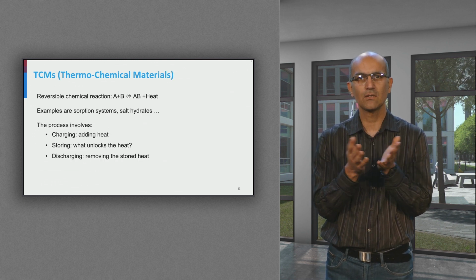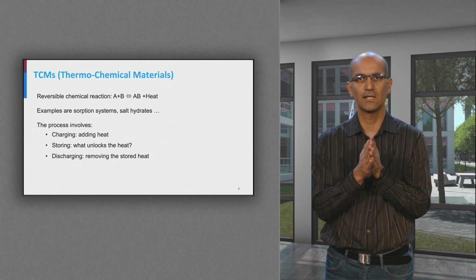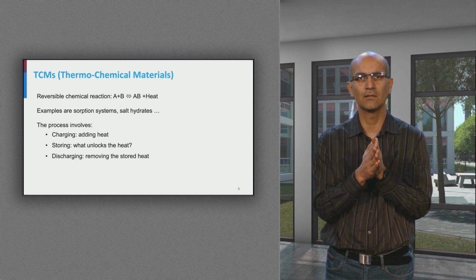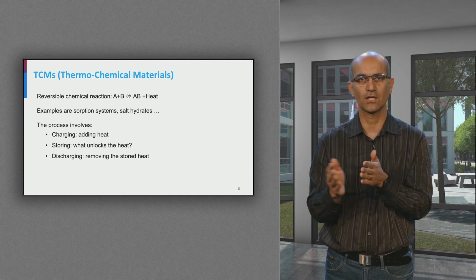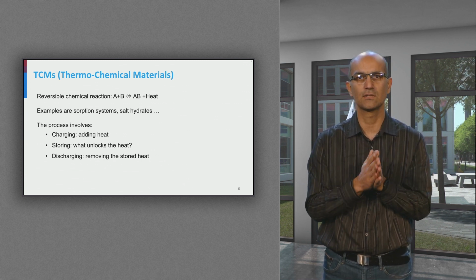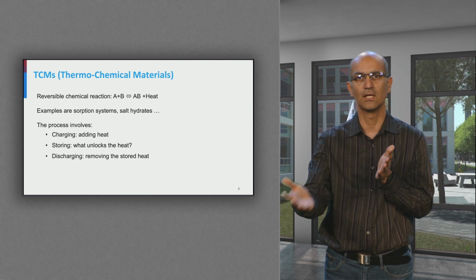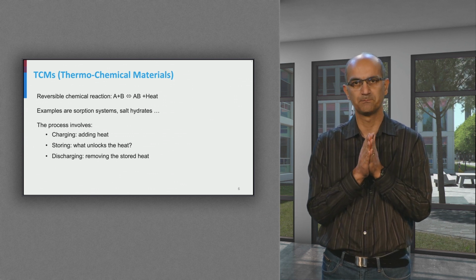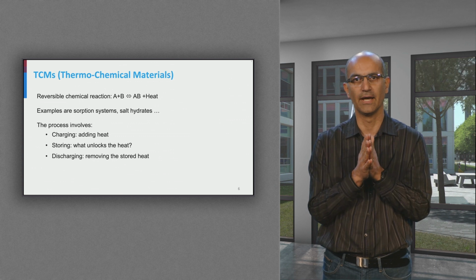We can also use a chemical reaction to our benefit. Certain reactions need heat to happen and would release heat if the reaction is reversed. We can then thermally charge or discharge a system if the heat of reaction is released or added to the system for the reaction to occur.